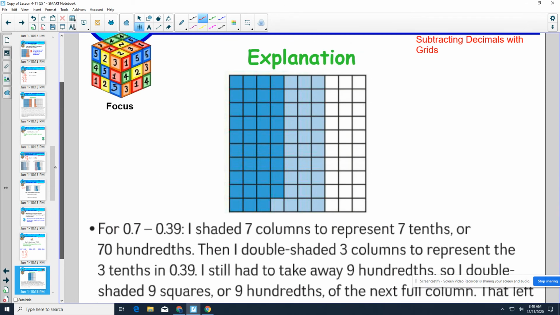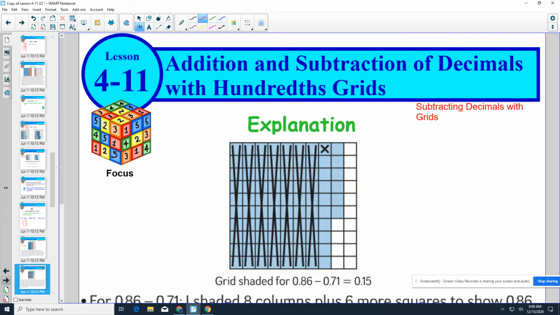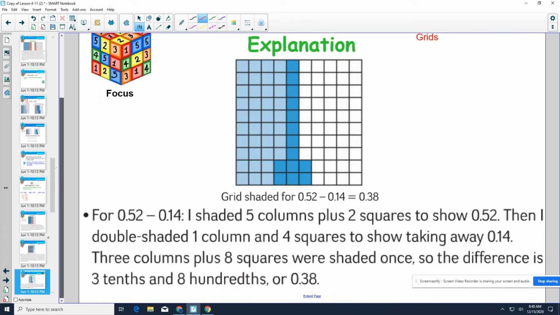Okay, and then if you look here, they did 7/10, or we could change it to 70/100 to make it easier to shade. They did 1, 2, 3, 4, 5, 6, 7, right? And then they subtracted 39/100. So then I could take away the 39/100 there, right? So 10, 20, 30, and then I take away 9, right? 1, 2, 3, go all the way up to here, right? And that remaining amount would be what I'm left with. And they marked it a little bit different than me, but you can see how they did that, right?